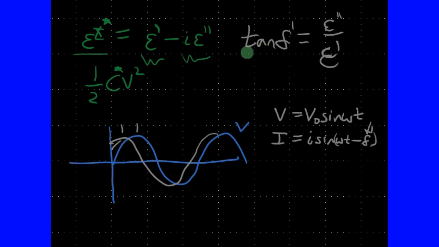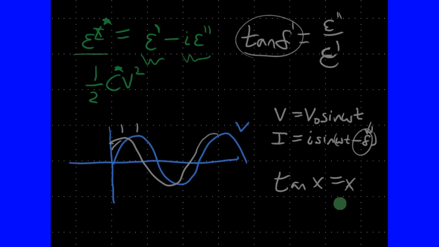This same tan delta is related to this delta here, and remember that for the tangent of any function, call it x, tan x is equal to x if x is small. If x is much less than 1, then tan x equals x. Therefore, tan delta, this is delta, comes out here.